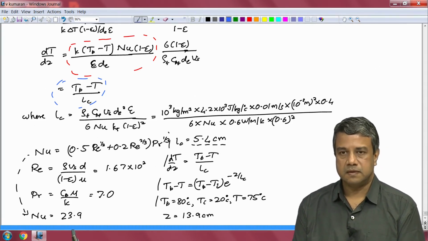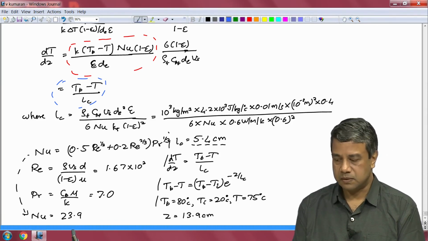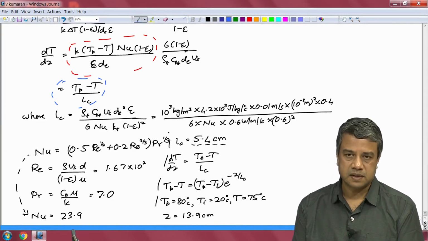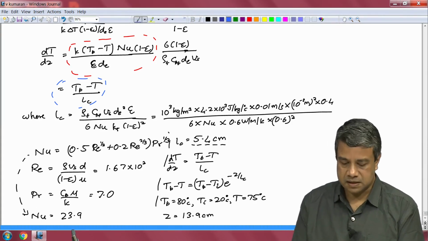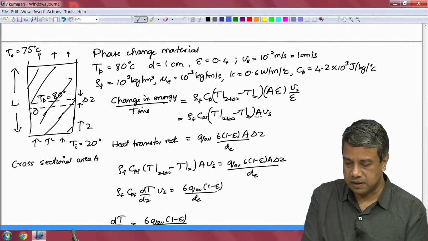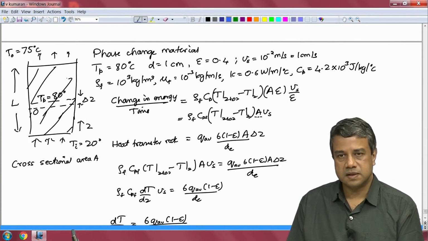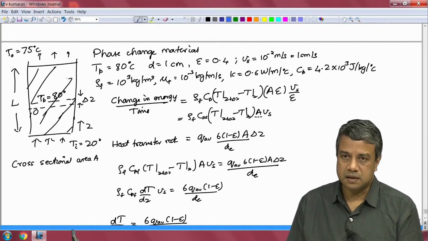So, this is an example of a packed column where we have used a correlation, in this case the Whitaker correlation, in order to determine the Nusselt number. And once we know the Nusselt number, we have determined the evolution of the temperature with respect to distance, and from that we have backed out the length that is required for getting a specific outlet temperature, given a temperature at the inlet and given a temperature of the particles over here. So, this is another example where a correlation has been used within a balance equation in order to determine the spatial variation of temperature in a packed column.